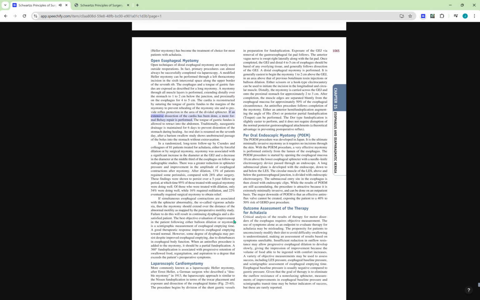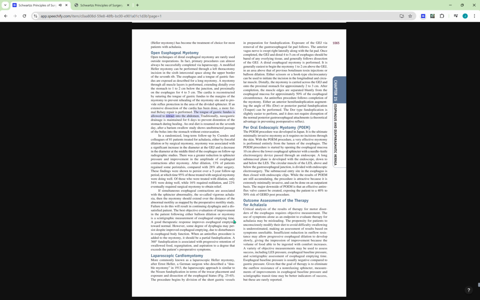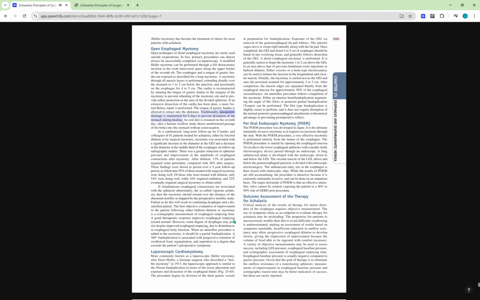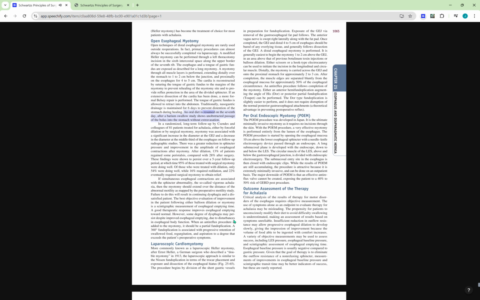If an extensive dissection of the cardia has been done, a more formal Belsey repair is performed. The tongue of gastric fundus is allowed to retract into the abdomen. Traditionally, nasogastric drainage is maintained for 6 days to prevent distension of the stomach during healing. An oral diet is resumed on the 7th day after a barium swallow study shows unobstructed passage of the bolus into the stomach without extravasation.